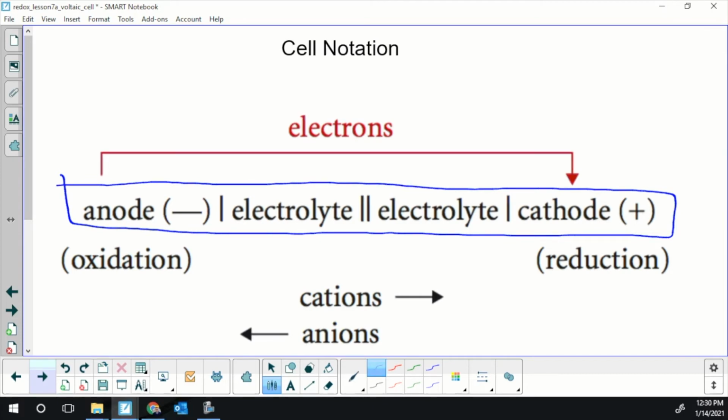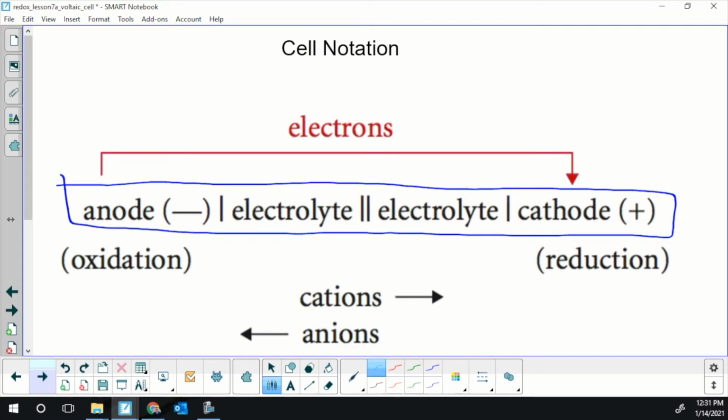The blue box is the actual cell notation. All the arrows and labeling outside the blue box are all the patterns that are always true. Okay. The cell notation starts with whatever the anode is. This has to be a solid. It's a negative terminal of your cell. Okay. Then you put a vertical line, and then you put any of the electrolytes or anything other than the anode. In the example where you've worked through, the anode was the zinc. Okay.